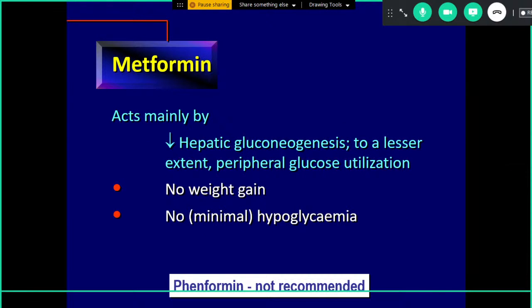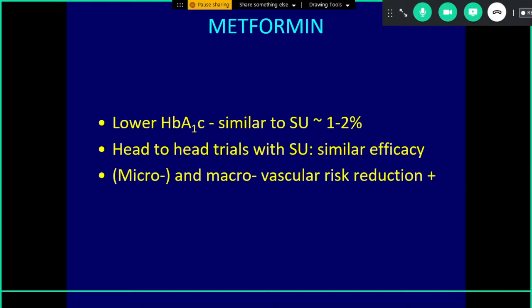Metformin primarily affects hepatic gluconeogenesis. To some extent, it also affects peripheral glucose utilization. Primarily, these are insulin sensitizers. There's no weight gain, and virtually no hypoglycemia. There used to be an older agent called phenformin, which is no longer available. The A1C reduction is about similar to sulfonylureas, 1 to 2%.